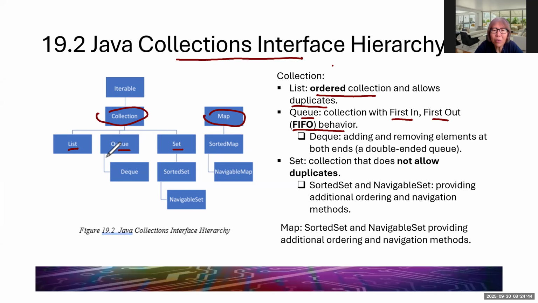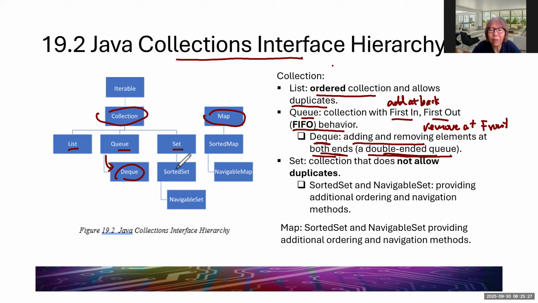From Queue, we have another sub-interface, which we call Deque. With a queue, first in means add at back, and out means remove at front. But for a Deque, you can add and remove at both ends. The name comes from double-ended queue. You can add and remove at both ends.